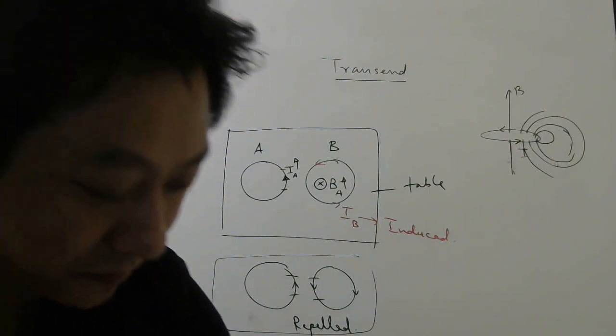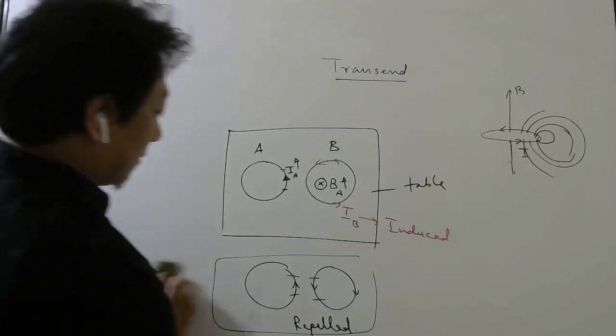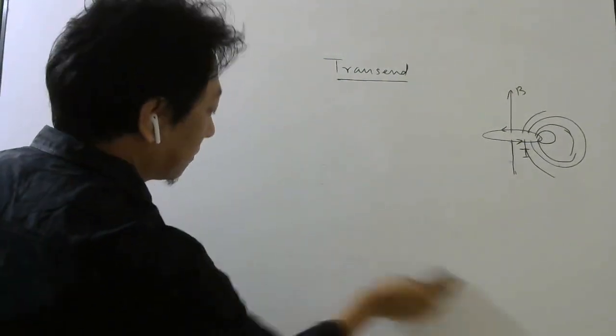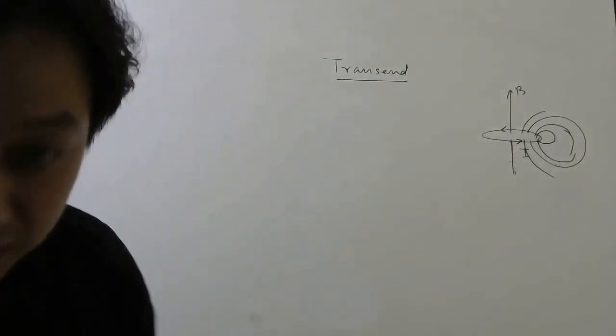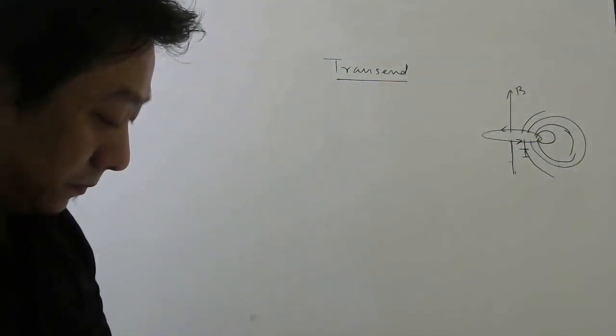Option C. Please remember, unlike currents repel. Unlike currents means currents flowing in opposite directions. So many nice questions can be done, right, using this induced current.